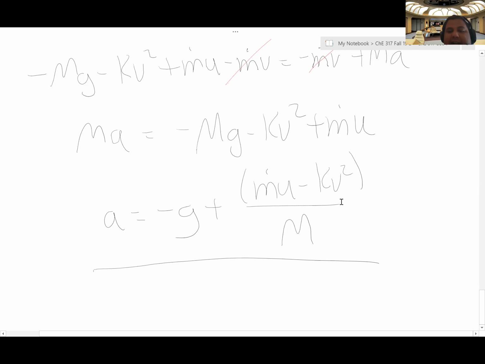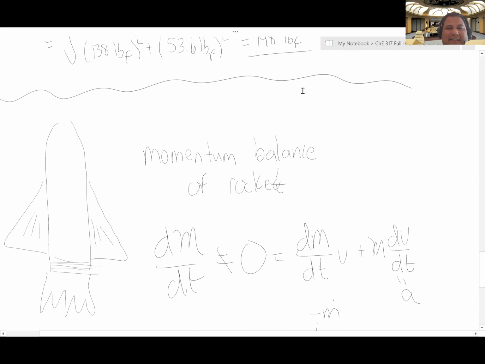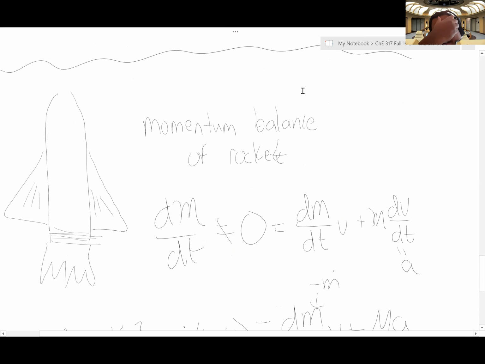The only real positive value is that mass flow rate times the velocity of the propellant, which is resisting both gravity and our drag force. Any groups get something close to this? Maybe, maybe not. Like I said, this concept's a little tricky and it can be a little uncomfortable just to get your mind around it.